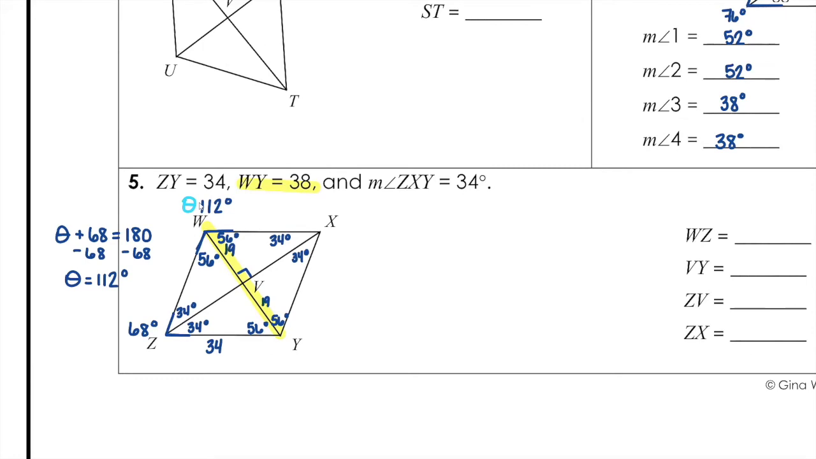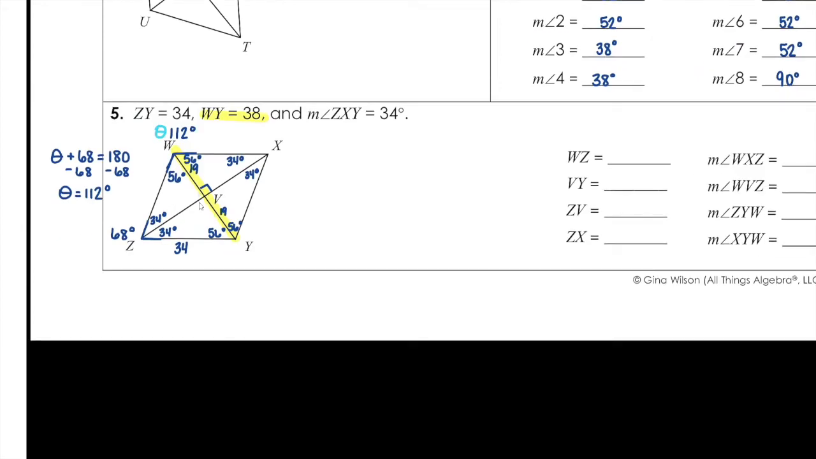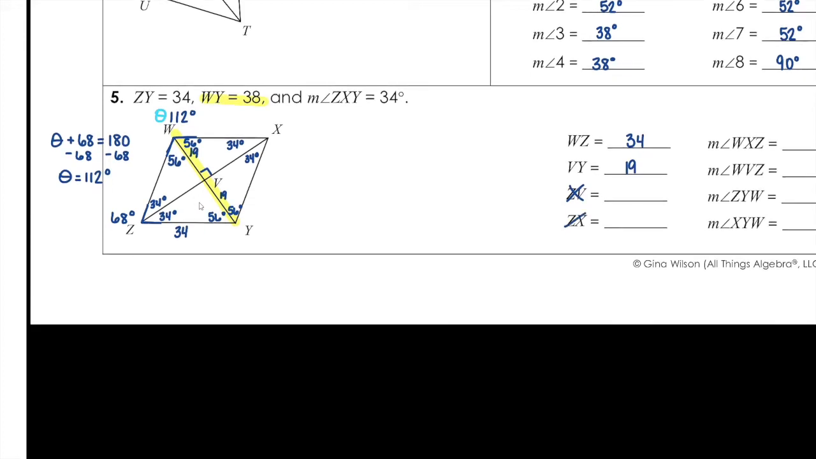So what is the measure of WZ? In a rhombus, all four sides are congruent. So what would WZ be? 34. VY. ZB. We can't find it, not without using the Pythagorean theorem. ZX, same thing. Not without using the Pythagorean theorem.